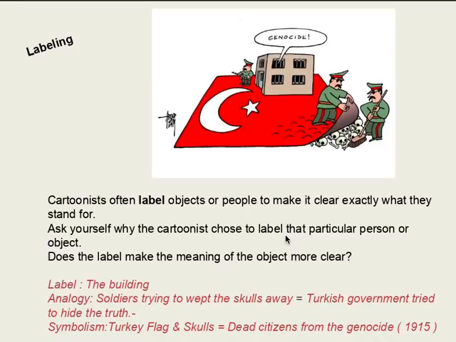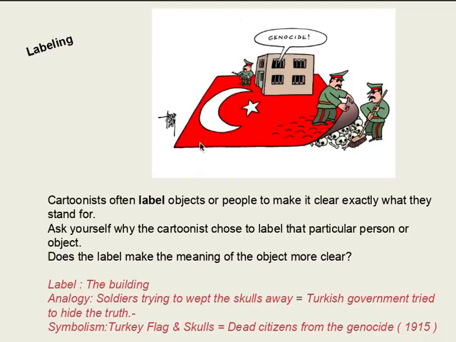We have labeling. So labeling is where you use a symbol, or you use dialogue, or you use specific words to tell the audience exactly who you're talking to or talking about. So in this example, it's talking about a genocide, and we know that because it says genocide. It's someone exclaiming it because of the exclamation mark.